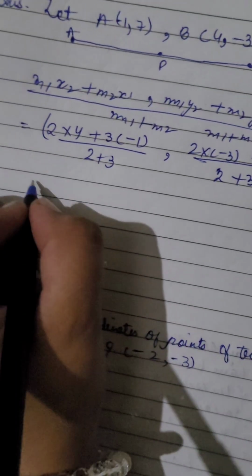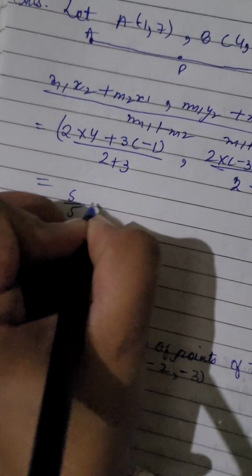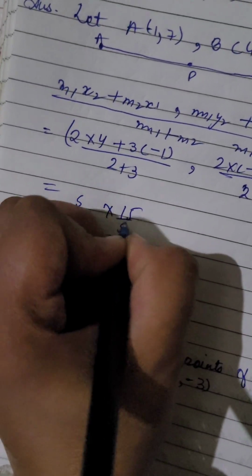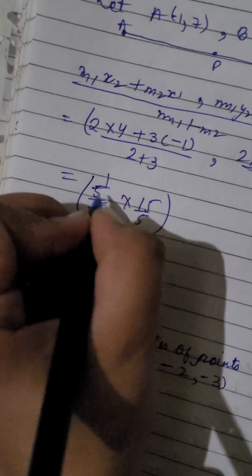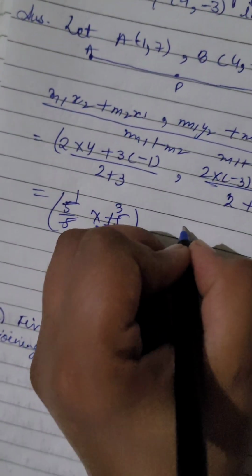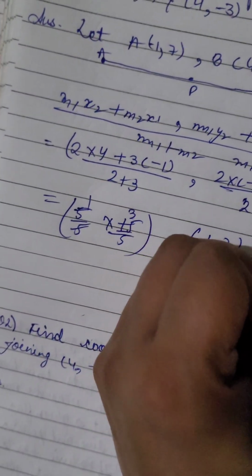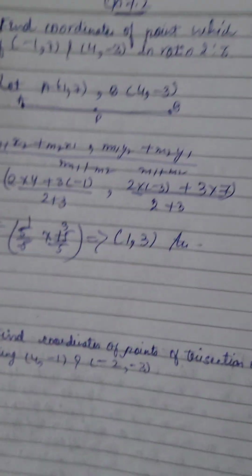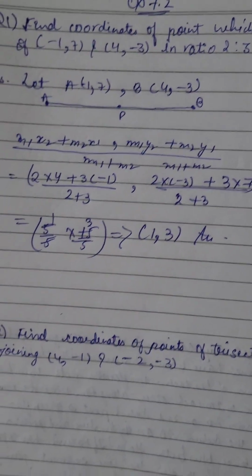So by solving we get 5 by 5 comma 15 by 5. By cancelling it we get 1 and 3. So the coordinates are (1, 3). So this is the answer. Hope you understand and like the question.